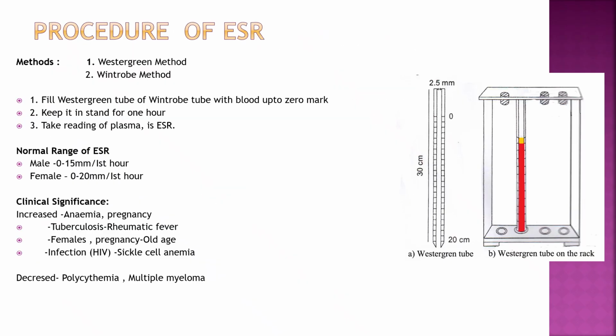So the procedure is by two methods: Westergren method or Wintrob method. The long tube with markings from 0 to 200 is called the Westergren tube, and the Wintrob tube has markings from 0 to 10. Fill the Westergren or Wintrob tube, keep it in a stand, wait for 1 hour, and then take the reading. So that is the procedure.